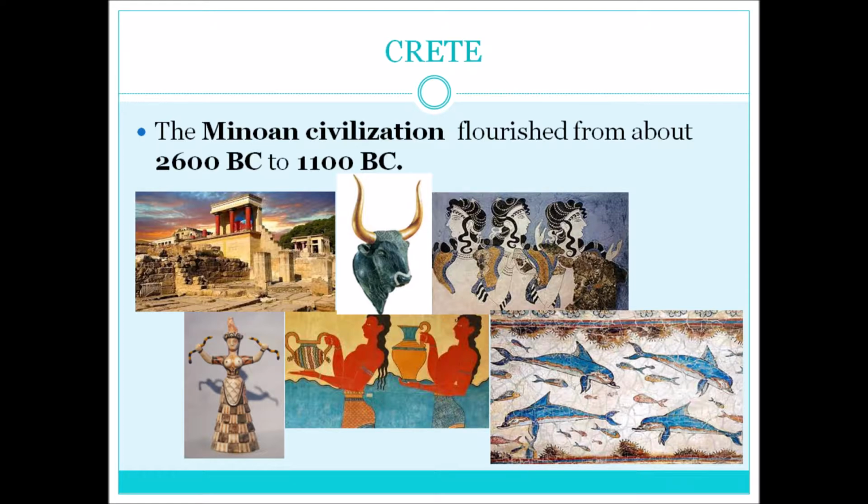As Greece has had several different historical periods, the same has Crete. So in this slide we can see the Minoan civilization that flourished from about 2600 to 1100 before Christ. In this picture you can see a part of the palace of Knossos that we will visit. There are some findings and drawings on the wall, which are called murals, from that palace.